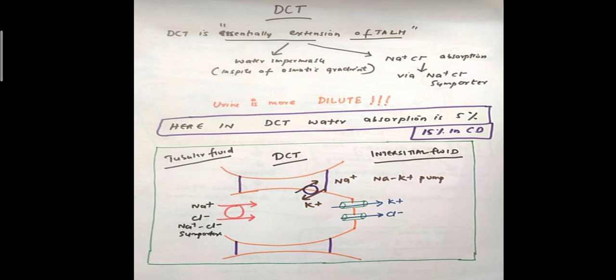This is a diagram which shows the sodium chloride importer in the apical membrane, and chloride channel and potassium channel, and sodium potassium ATPase on the basolateral membrane.